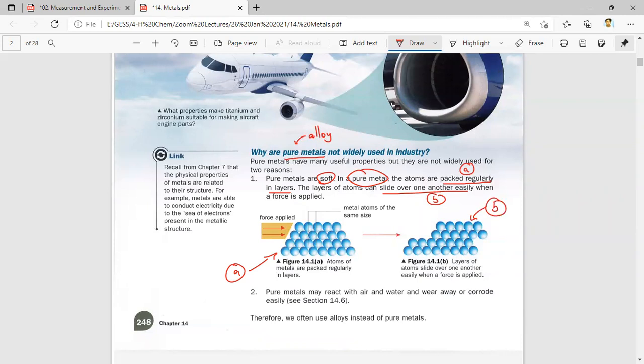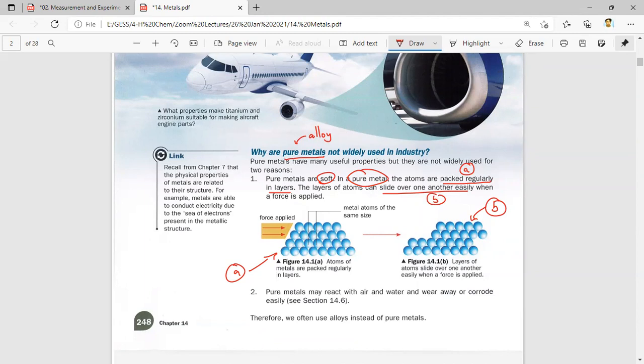because of the regular arrangement. So the key idea here is the regular arrangement causes the sliding over one another easily. This is the key idea why they are soft. Regular arrangement, you apply a force, they will slide over each other easily.